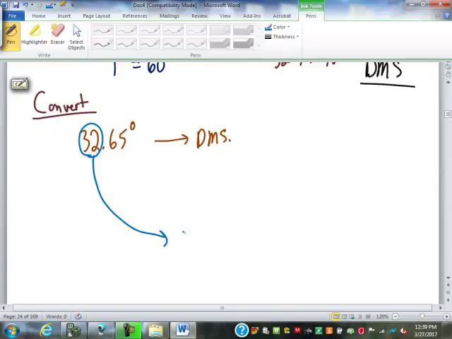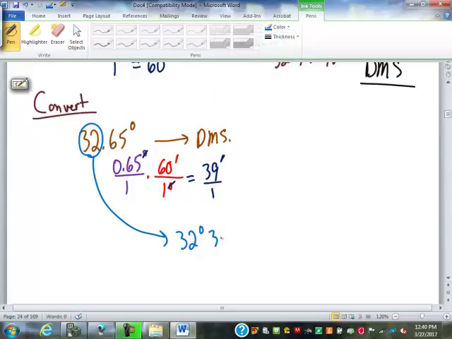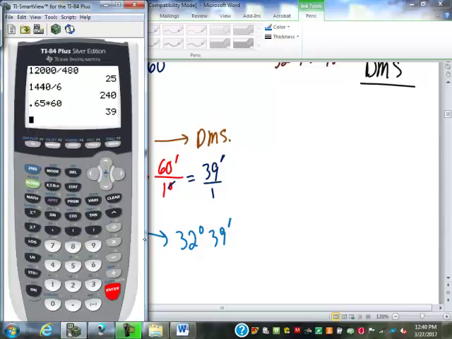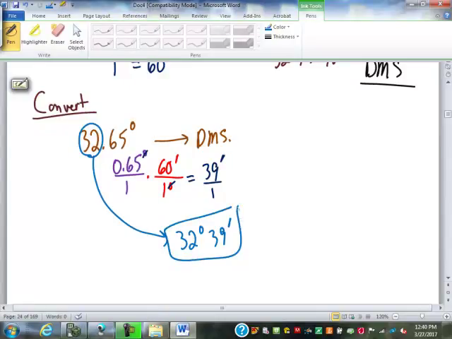The 32, the whole number, stays degrees. It is the 0.65 that's going to get converted. We're going to convert that by multiplying by 60 minutes in 1 degree. So here the degrees would cancel out. 0.65 times 60 is going to be 39. Degrees, minutes, seconds. So here that's just 32 degrees, 39 minutes from the 32.65 degrees.